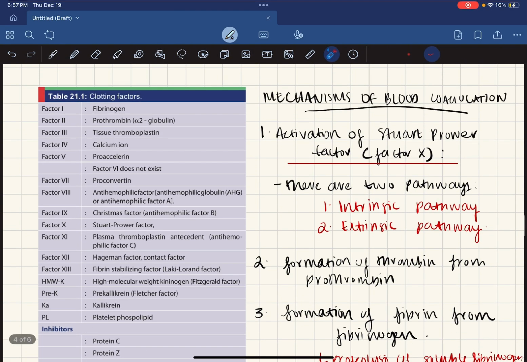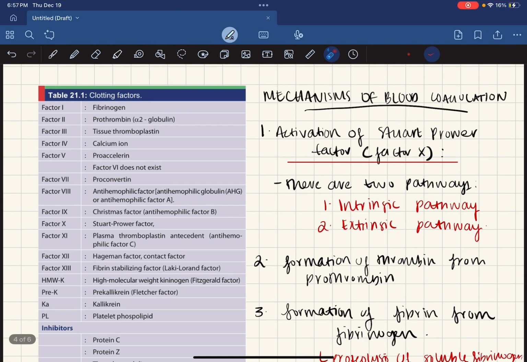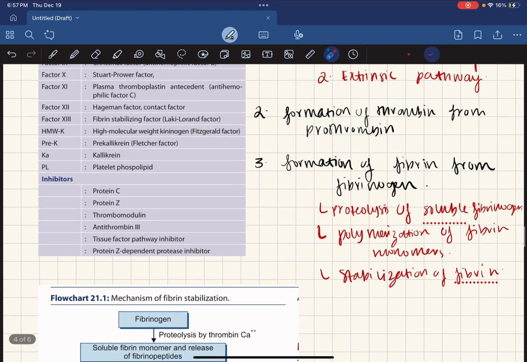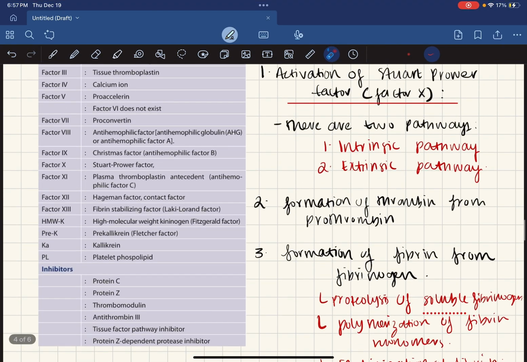So when we come to the blood coagulation pathway, there are three major steps that we follow. The first one is the activation of the Stuart-Prower factor, also known as factor 10. And it mainly has two pathways, that is your intrinsic pathway and the extrinsic pathway. These two pathways lead to the activation of the Stuart-Prower factor, and then they coalesce to help in the formation of thrombin from prothrombin.